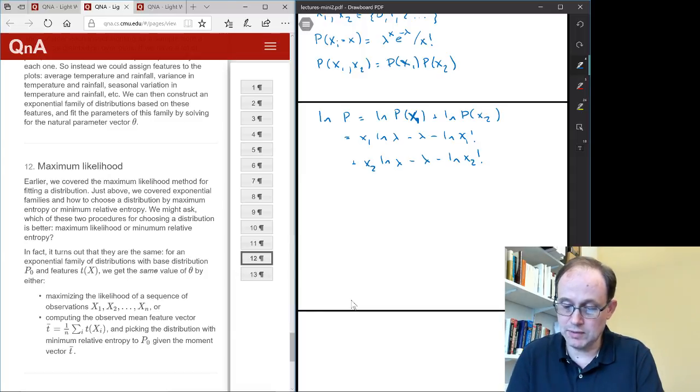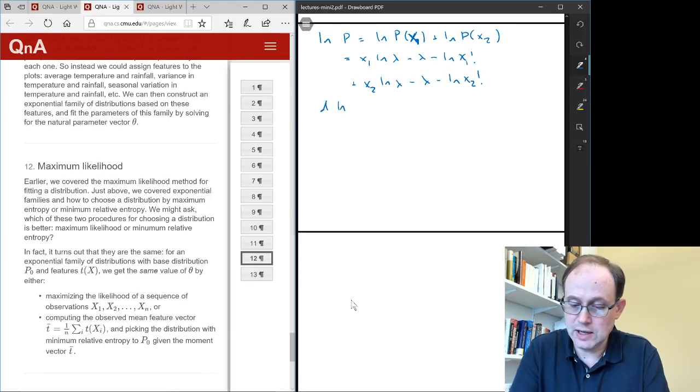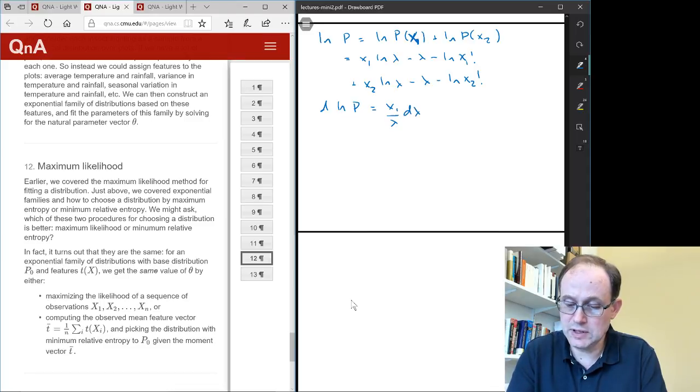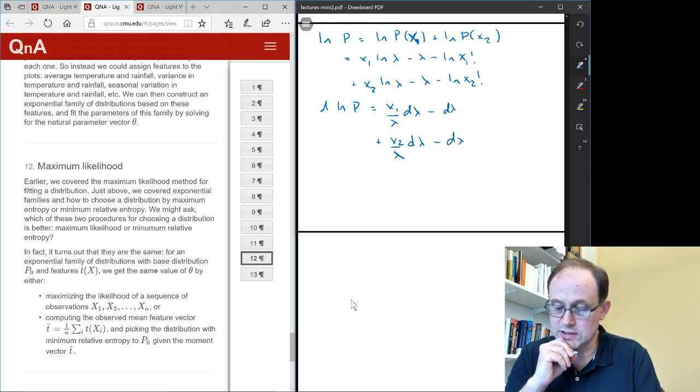And so then, all right, we can differentiate and set to 0. So d log p is equal to x1 over lambda d lambda minus d lambda, right? For this term is constant, so it goes away. Then the same thing, plus x2 over lambda d lambda minus d lambda, and again that is constant, and so it goes away.